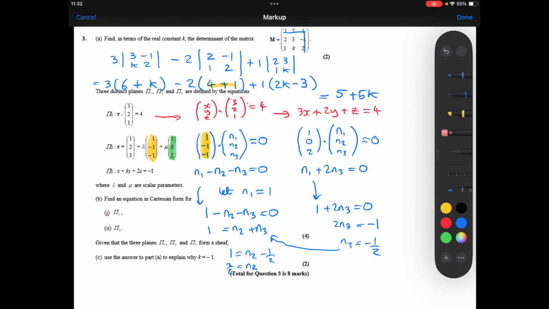And I now have my normal vector. So I can replace that normal vector. The n1 we said is 1. The n2 is 3/2. The n3 is minus 1/2. Right, I'm going to just rub some of this working out so I've got some more space now. So if you haven't got all of this copied down, press pause and copy it down.